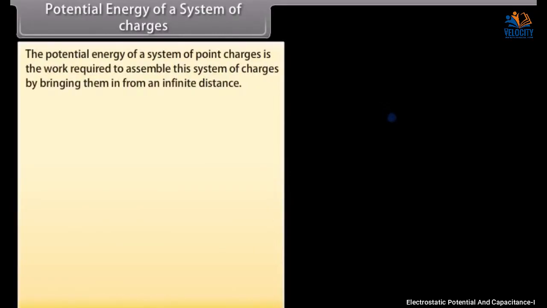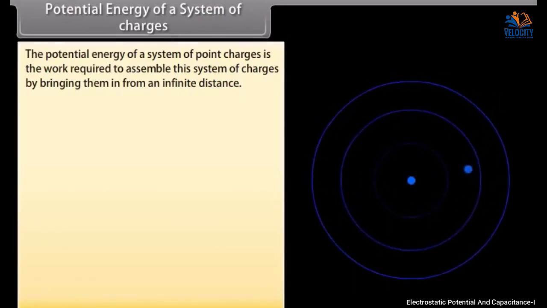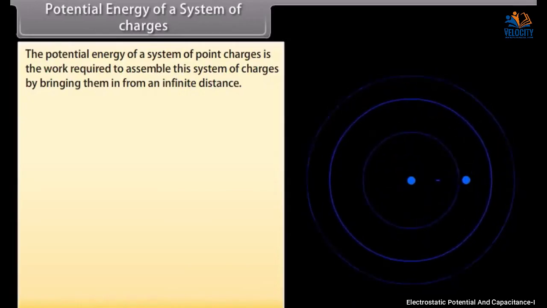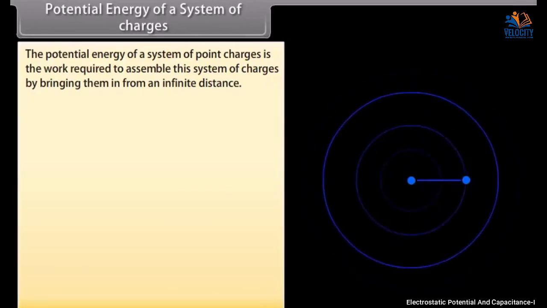Potential energy of a system of charges. The potential energy of a system of point charges is the work required to assemble this system of charges by bringing them in from an infinite distance.